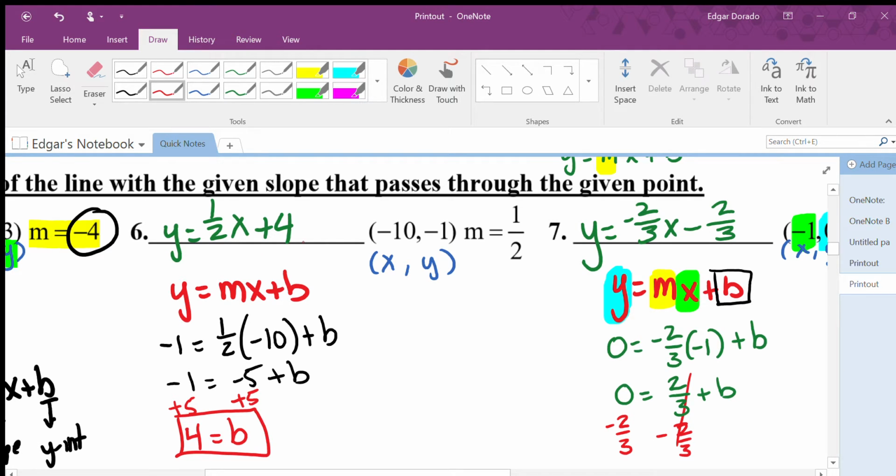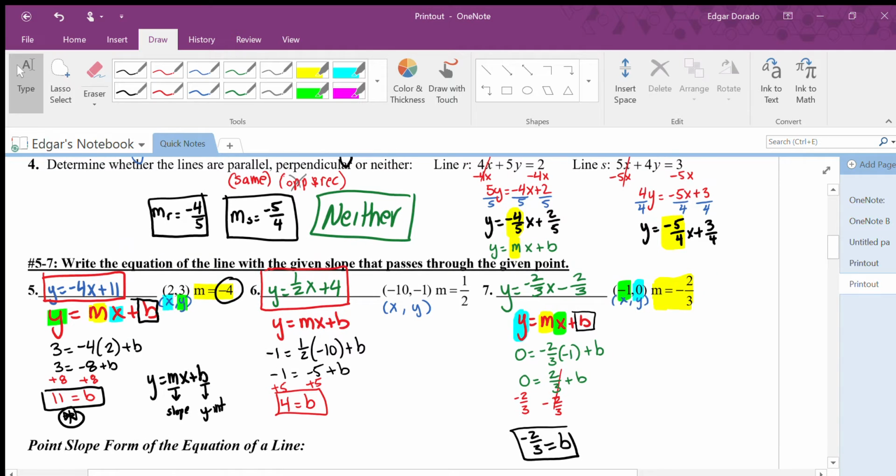1/2 x plus 4. So once again, all of our final answers were in slope-intercept form, and we were able to find our b value. Okay, so what we did was write the equation of the line with the given slope that passes through that point. We substituted all the values we knew. The only one we were ever missing on any of these was our b value, and that's exactly what we went ahead and found.